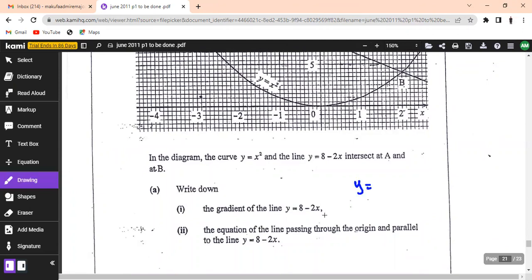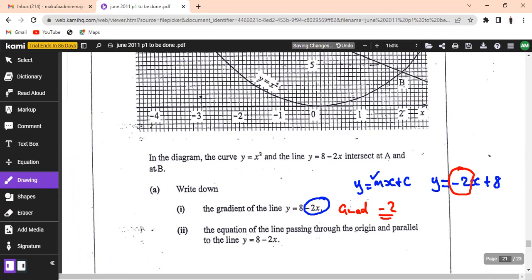We know that once we write our equation in the form of y is equal to mx plus c, m is the gradient. So y is equal to, this is your x here. So it's minus 2x plus 8. Just rearrange so that you can properly see your gradient in this case, of which our gradient is going to be this part that is affecting x here, which is minus 2. So our gradient was going to be a negative 2. Okay, that was the gradient of the line.